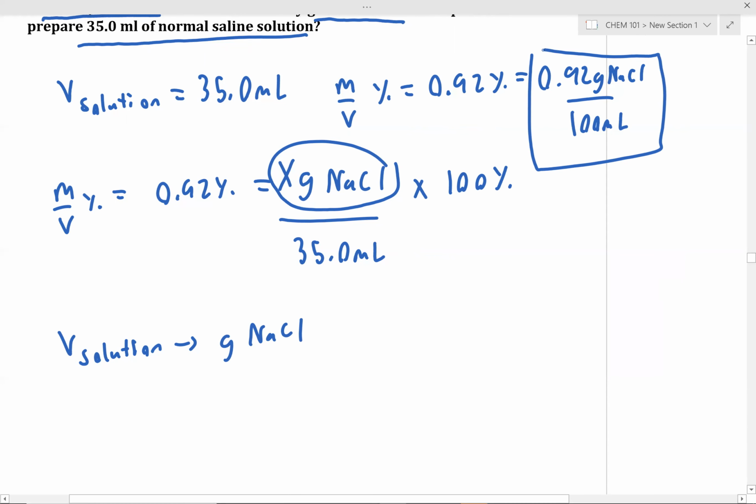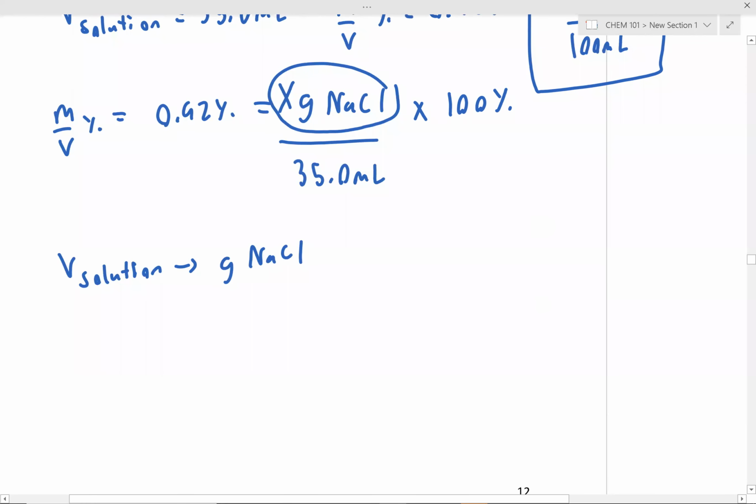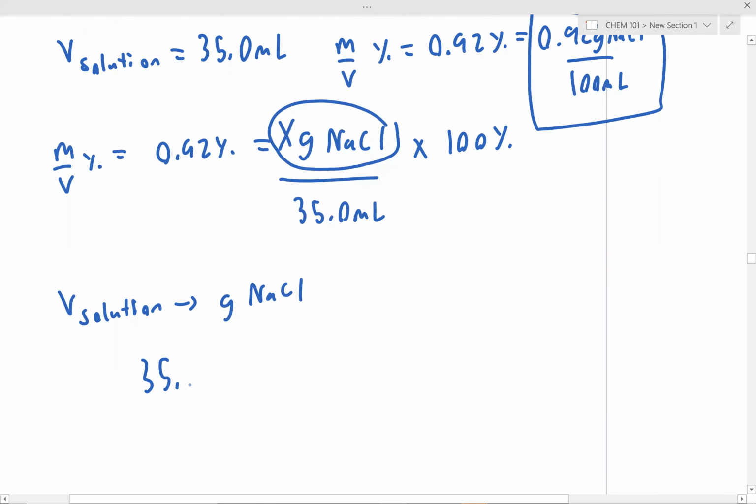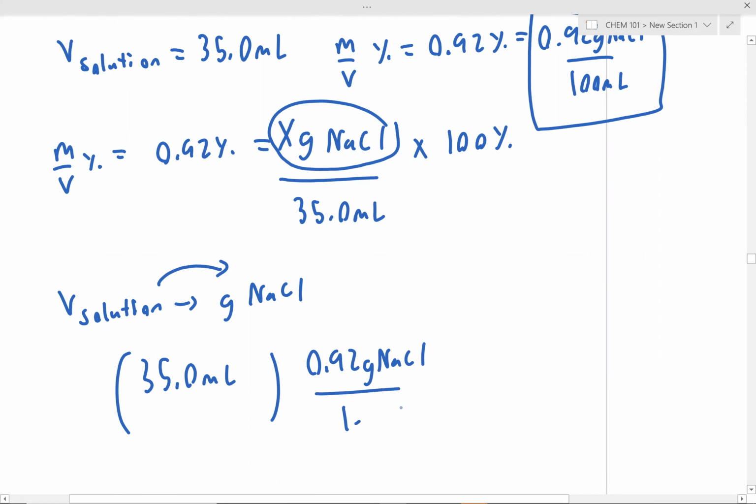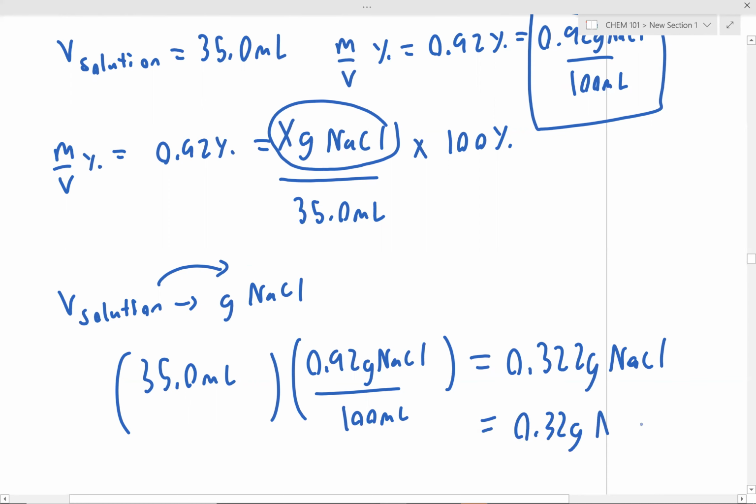So all of these expressions of concentration that we're talking about are new conversion factors you can use when we're dealing with solutions. So with my solution map established, given that I have 35.0 milliliters of solution, if I'm going from the volume of solution to grams of sodium chloride, what needs to be on top? Grams. And I have 0.92 grams of sodium chloride per every 100 milliliters. And that in turn gives us 35 times 0.92 over 100. That in turn gives us 0.322 grams of sodium chloride that we round to 0.32 grams of sodium chloride.